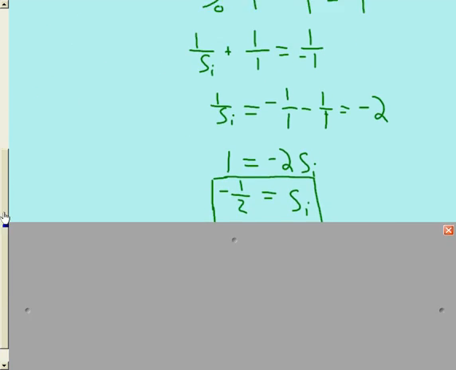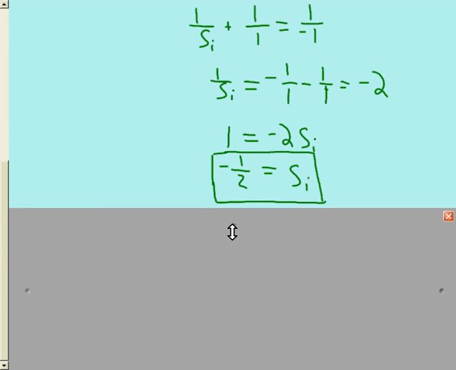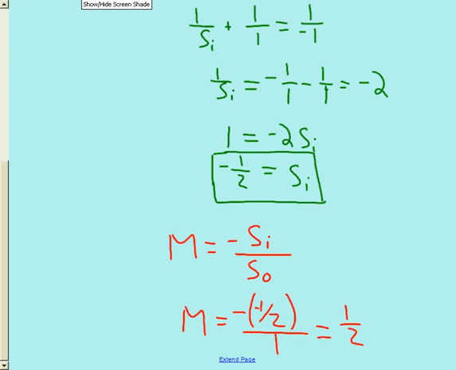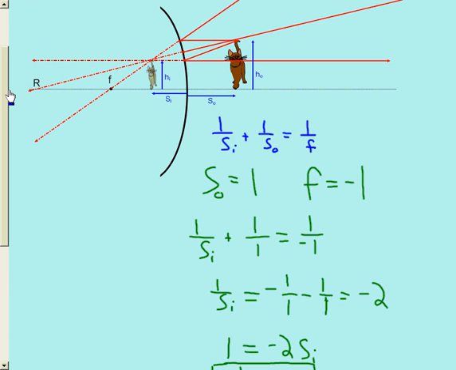So again, I was just making up these numbers. They're not exact. Now, let's do our magnification equation. How big is that image? Well, we don't know the heights, but we do know SI and SO, so let's plug those in. Magnification equals negative SI over SO. SI is -1/2. SO is 1. So we get minus -1/2 over 1 equals 1/2. Magnification is 1/2. So it's half as big as the object. And there you go. About half as big.